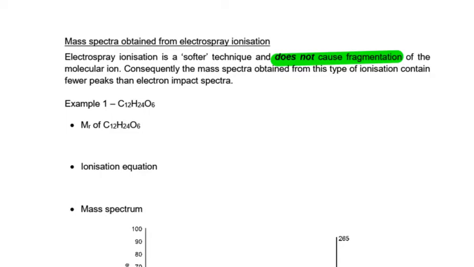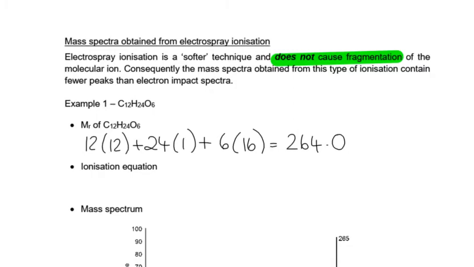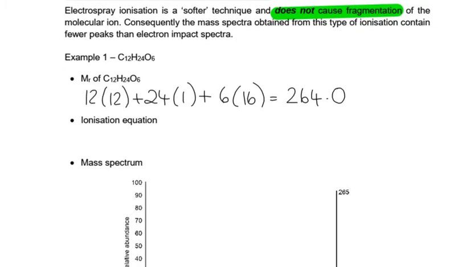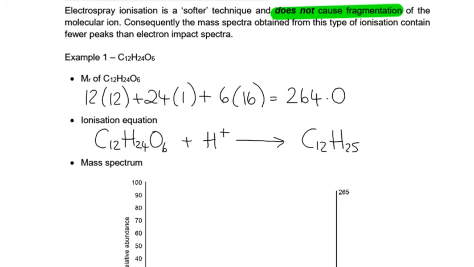So we've got an example here of a rather large molecule. Can you add up the MR? So pause the video, get your calculator out and add up the MR. So we've got 12 carbons, 24 hydrogens and then 6 oxygens, and we're getting 264. Now because this is electrospray ionisation, what we're going to do is pick up a proton from our solvent, and so if we had 24, we've now got 25 hydrogens, and the thing has become positively charged.